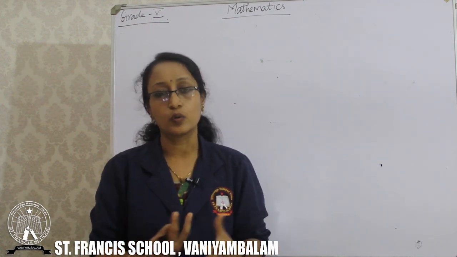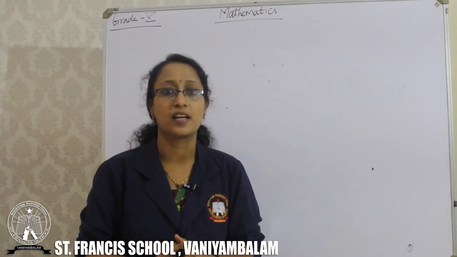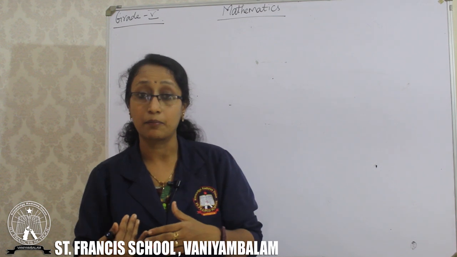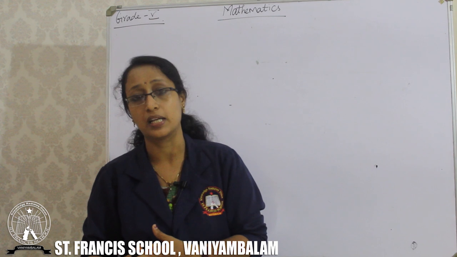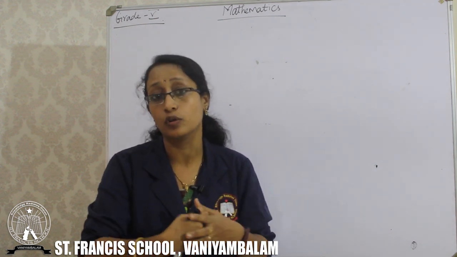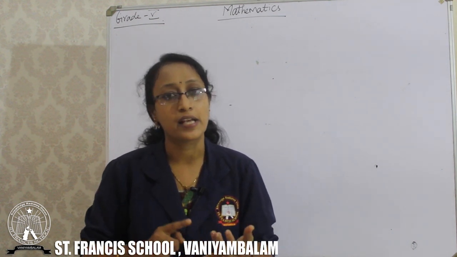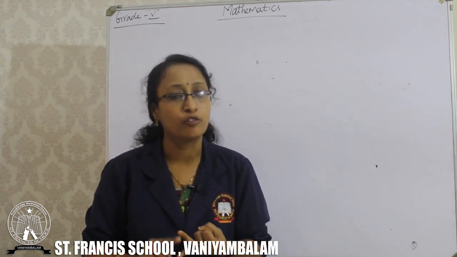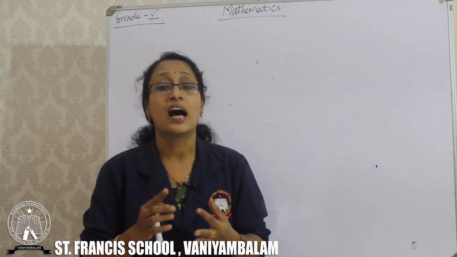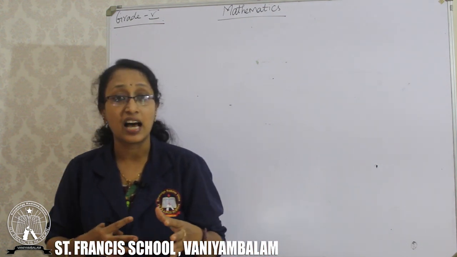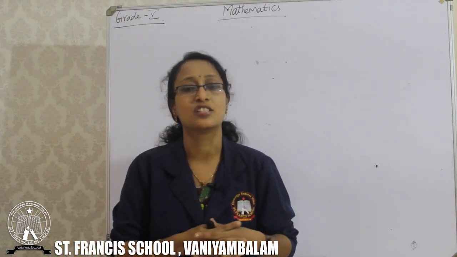Okay, in the last two classes we learned how to write the Indian and international place value charts, how to place the commas and write the number names, and also how to write the numerals for the number names, right? We also learned the place value and expanded form for numerals, the ascending and descending order of large numbers, and how to compare large numbers.